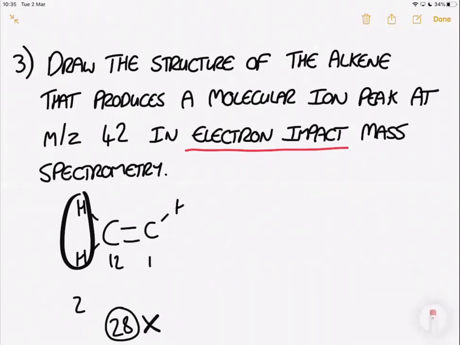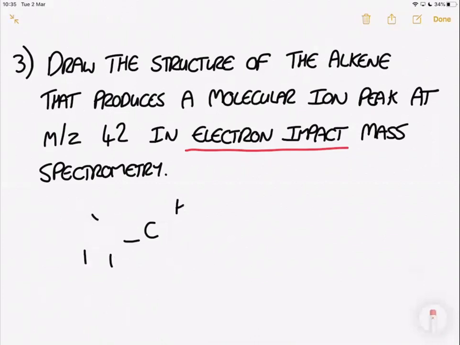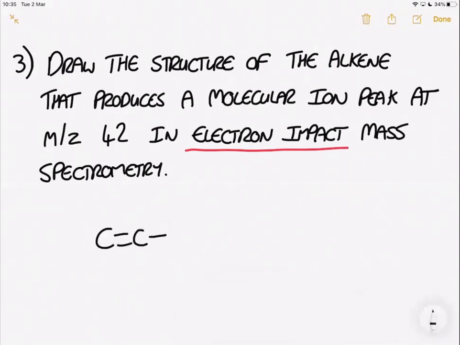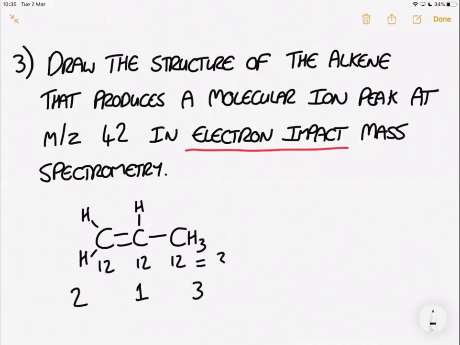So let's add a carbon atom, see how that looks. Clearly this is going to be propene. Okay, so 2 from hydrogen, 1 from hydrogen, 3 from hydrogen, and 12, 12, 12 for each carbon atom. So that top line there, that's 36, okay? Then 2 plus 1 is 3, plus another 3 is 6. 36 plus 6 gives us 42. Bish, bash, bosh. The alkene is propene, okay?